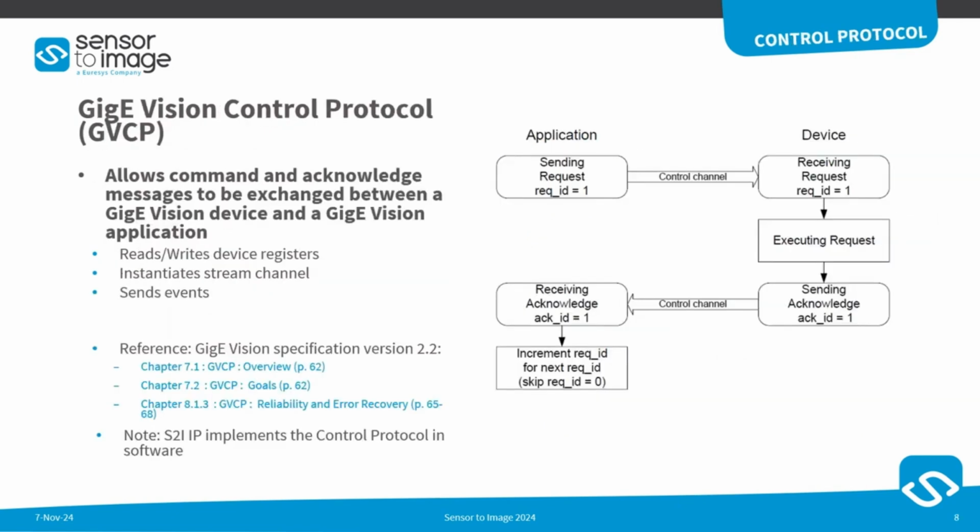The control channel uses the control protocol to exchange command and acknowledge messages between a GigE Vision device and a GigE Vision application. This protocol implements functions to read or write device registers and to read or write memory of a device. It is also used to instantiate a stream channel so that it can be used also from the device to send events over the message channel. Each command has a request ID, which is a mechanism that allows the system to identify data loss in the transmission and to resend commands or acknowledge packets in case of a communication/transmission error.